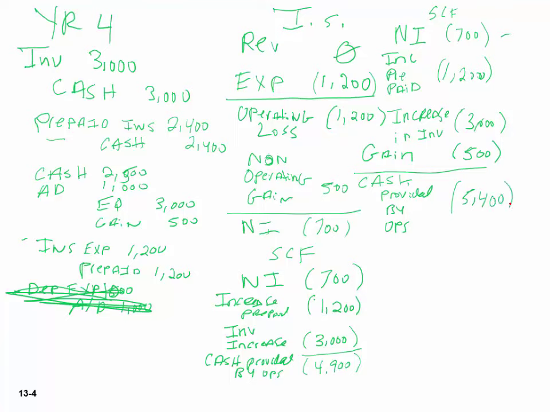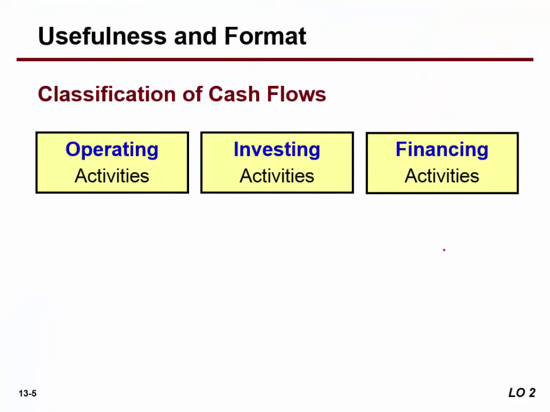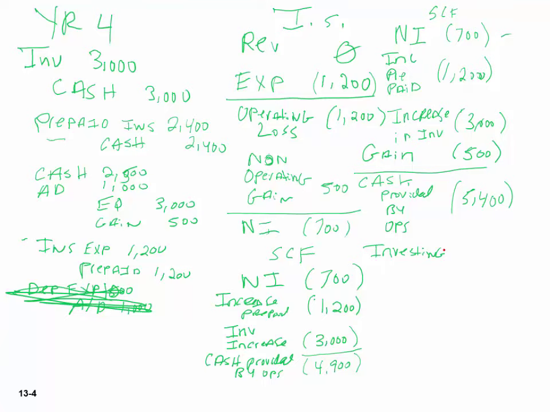Okay, good. Now in my investing section, I sold something I had invested in before, didn't I? I sold that equipment. And when I purchased it, I showed it coming out of the investing section. Now that I'm selling it, I'm going to show it coming into the investing section. How much cash came in? $2,500 came in, didn't it? $2,500 came into the investing section.